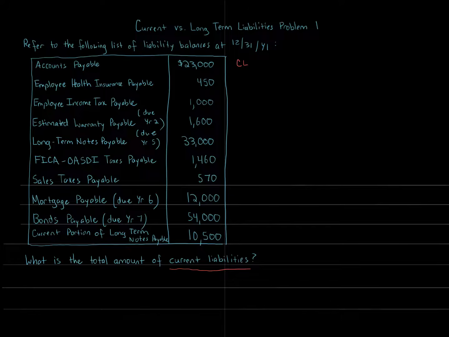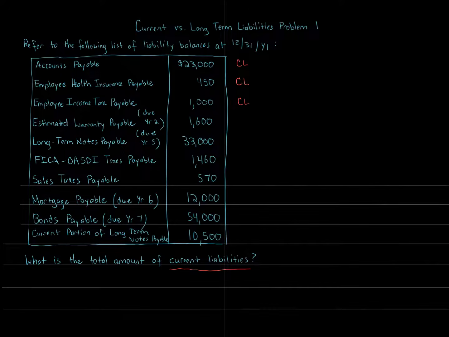Again, remember that current is due within one accounting period or less, so 1 year or less. Long term is more than 1 year. And some items can be both current and long term. So the employee health insurance payable is going to be a current liability. Employee income tax payable: again, nothing specific. Payables are going to be current liabilities unless it's a notes payable. Payables are almost always current liabilities unless you're told otherwise.